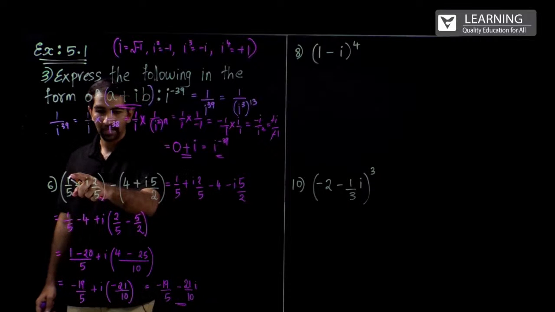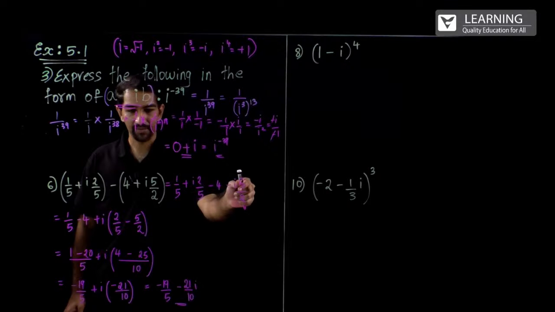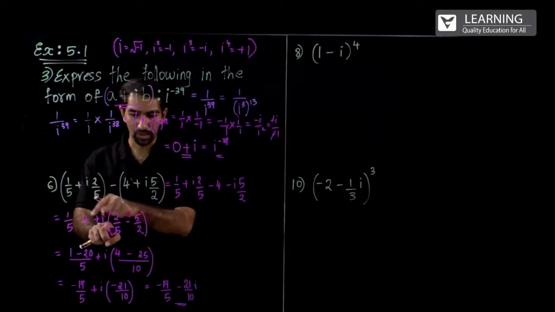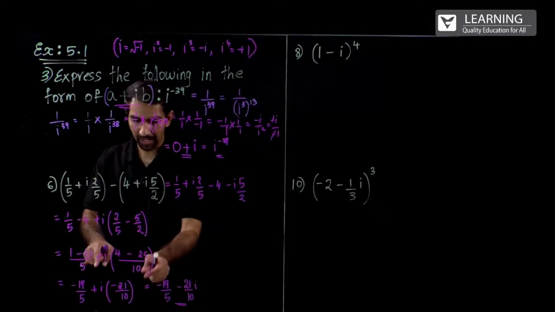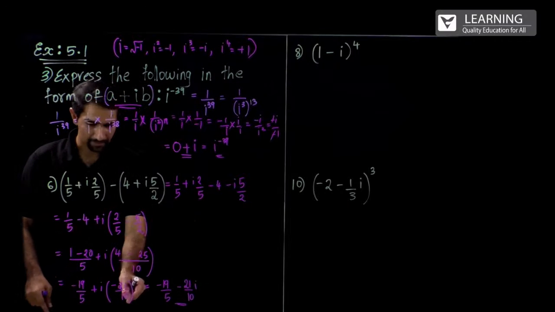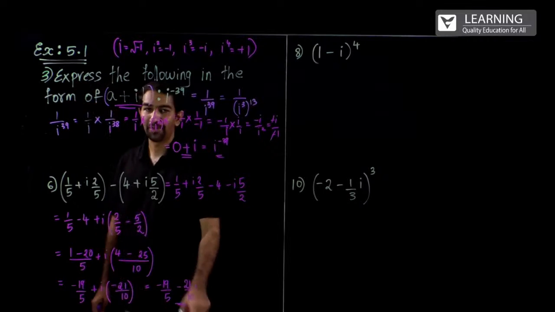1 by 5, i 2 by 5 as it is, minus 4 minus i 5 by 2. Take the numbers on one side, 1 by 5 minus 4, and i we have taken out common, 2 by 5 minus 5 by 2. LCM: 4 minus 25 is minus 21 by 10, and this is minus 19 by 5, and the remaining things are as follows.